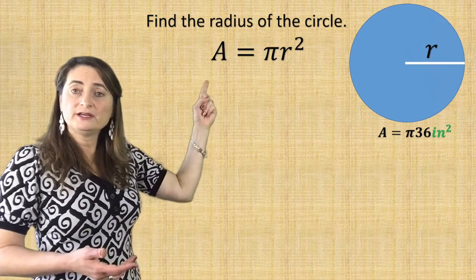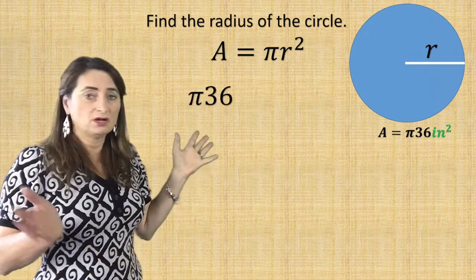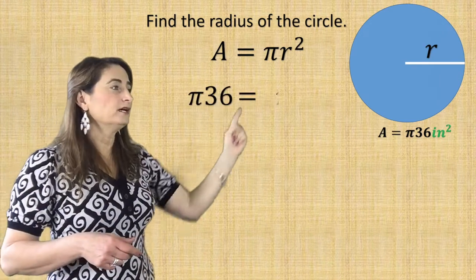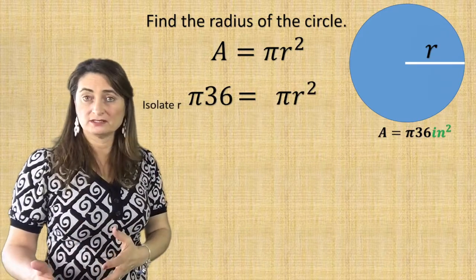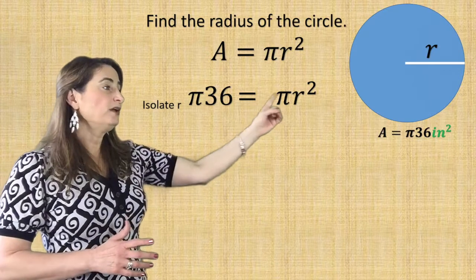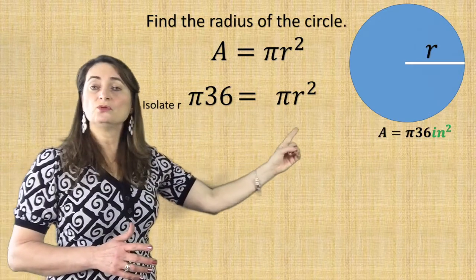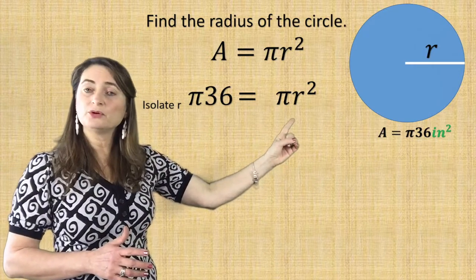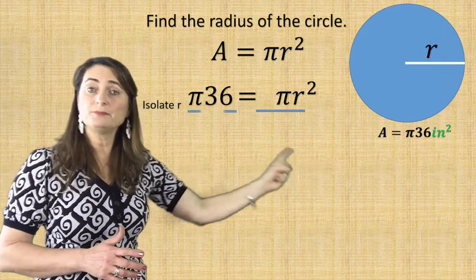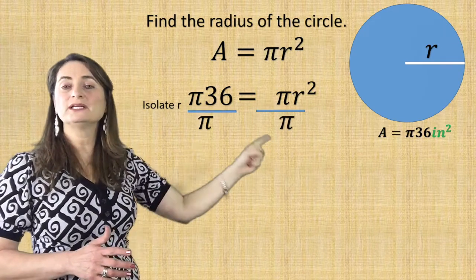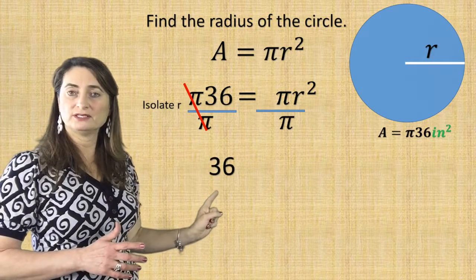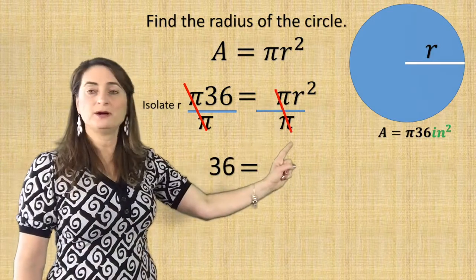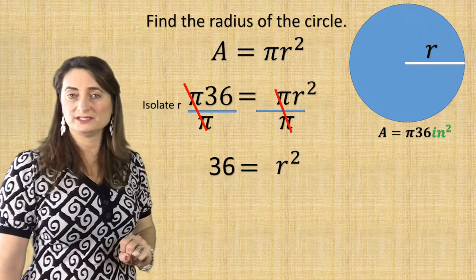So substitute in the equation what you already know. And I know the area is pi 36. That's all I know. Then bring the equal sign down and pi r squared down. I need to isolate r, which is the radius. Notice how you have pi on both sides. So do not replace pi with 3.14, because when you divide both sides by pi, they will cancel each other. Pi divided by pi is 1. Bring the 36 down. And pi divided by pi is 1. Bring the r squared down.